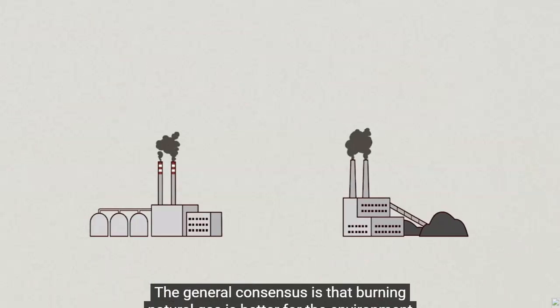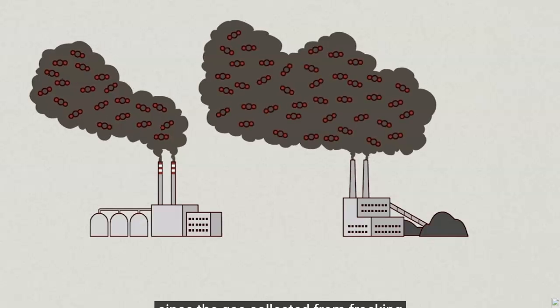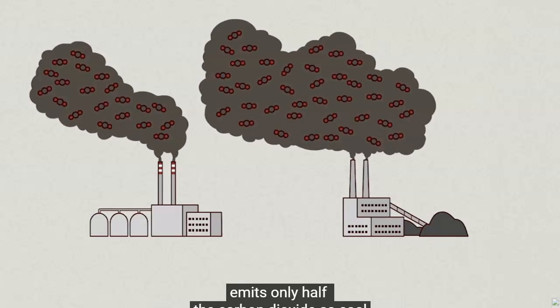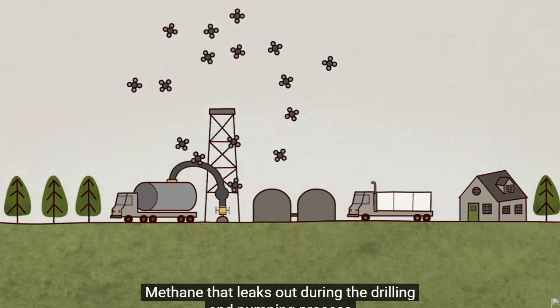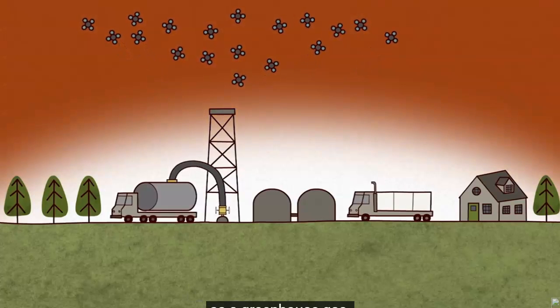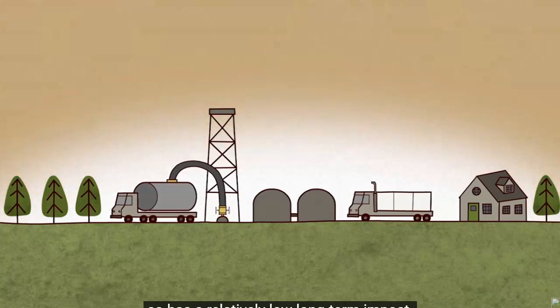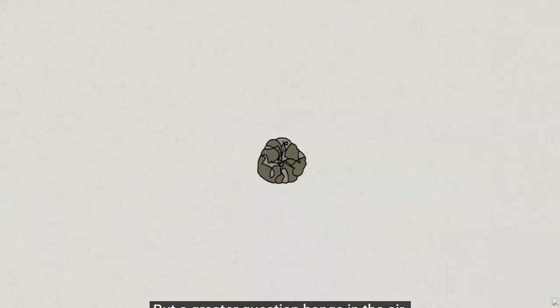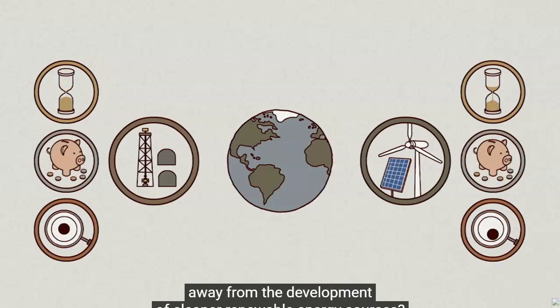The general consensus is that burning natural gas is better for the environment than burning coal, since the gas collected from fracking emits only half the carbon dioxide as coal per unit of energy. The pollution caused by the fracking itself, though, isn't negligible. Methane that leaks out during the drilling and pumping process is many times more potent than carbon dioxide as a greenhouse gas. Some scientists argue that methane eventually dissipates, so has a relatively low long-term impact. But a greater question hangs in the air. Does fracking take time, money, and research away from the development of cleaner, renewable energy sources?